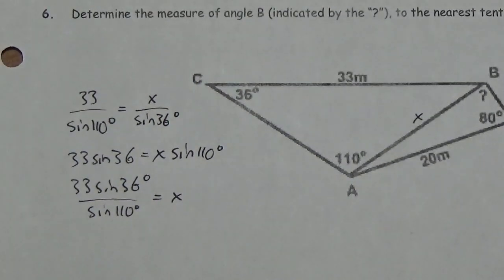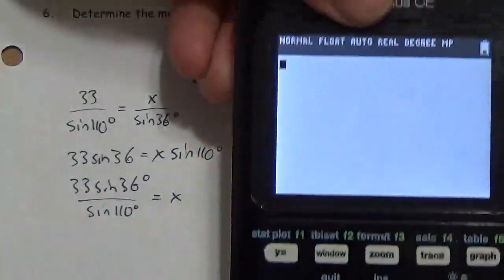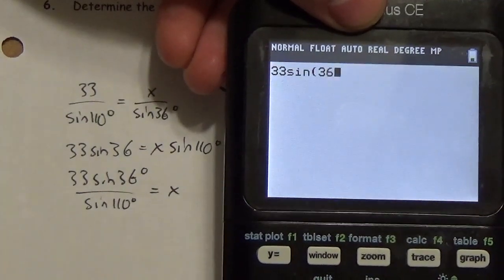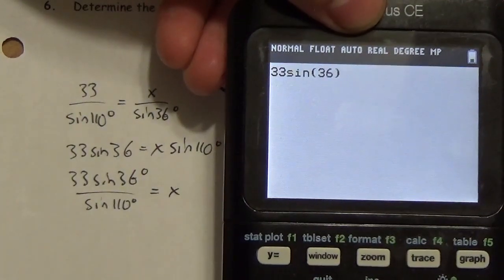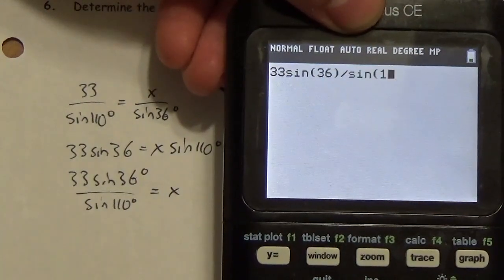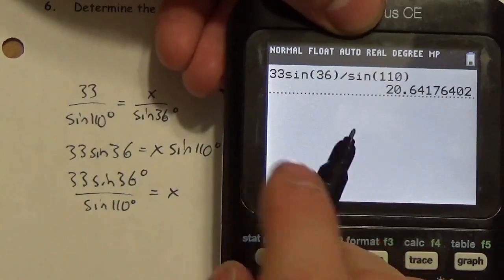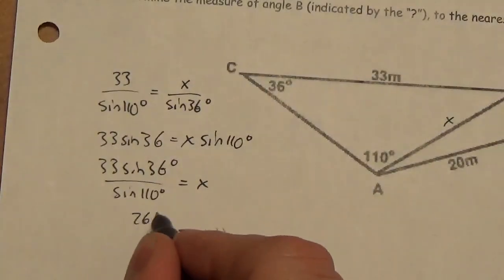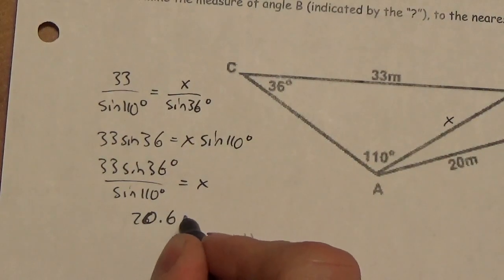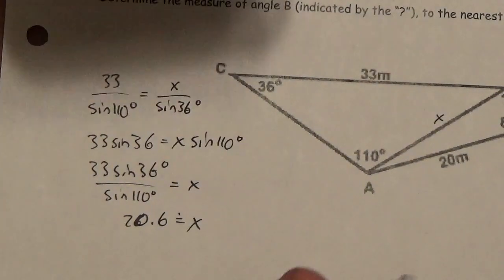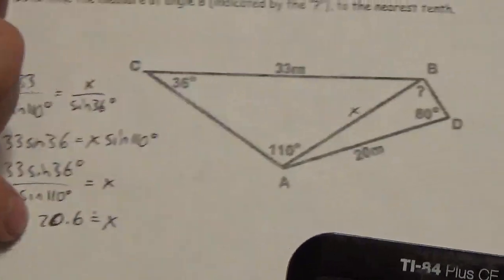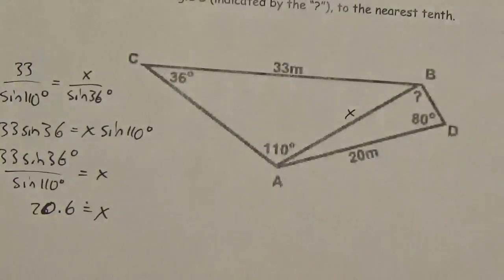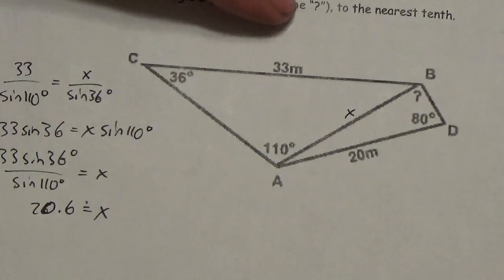Okay, and so I know that X here will be 33 sine of 36, close the bracket behind the 36, divided by the sine of 110. Press enter, and then I'm getting 20.6 approximately. Whoops, wrote that wrong. 20.6 is equal to X, approximately. Now, I'm going to need this to figure out my angle B, but I'm going to leave that decimal in the calculator for the time being. I'm just going to put the calculator off to the side while I set up my algebra.